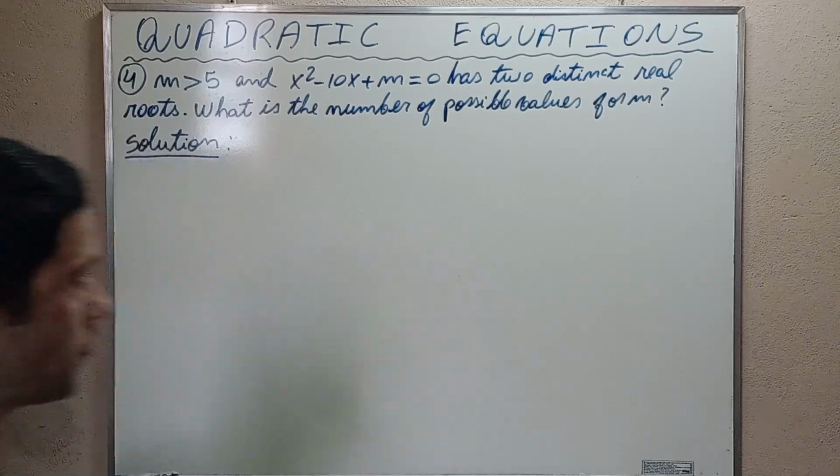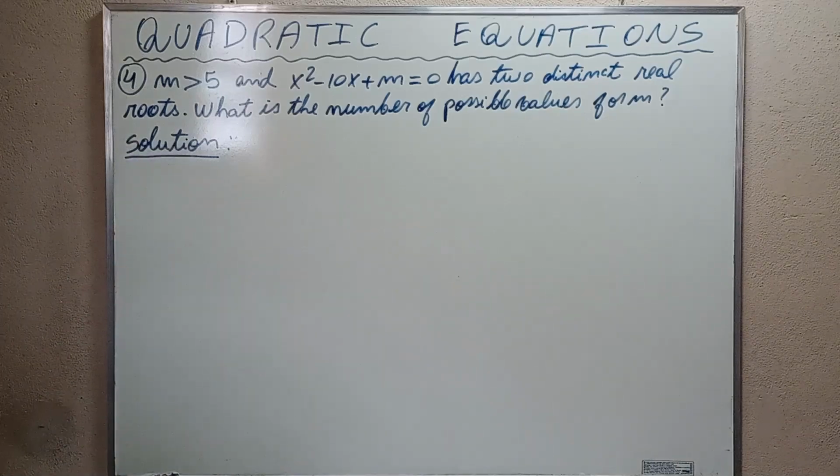Exercise number 4. It is known that m is an integer greater than 5, and that the equation x squared minus 10x plus m equal to 0 has 2 distinct real roots. Thus, what is the number of possible values for m? Alright, my friends, this is the exercise. Let's go to the solution.